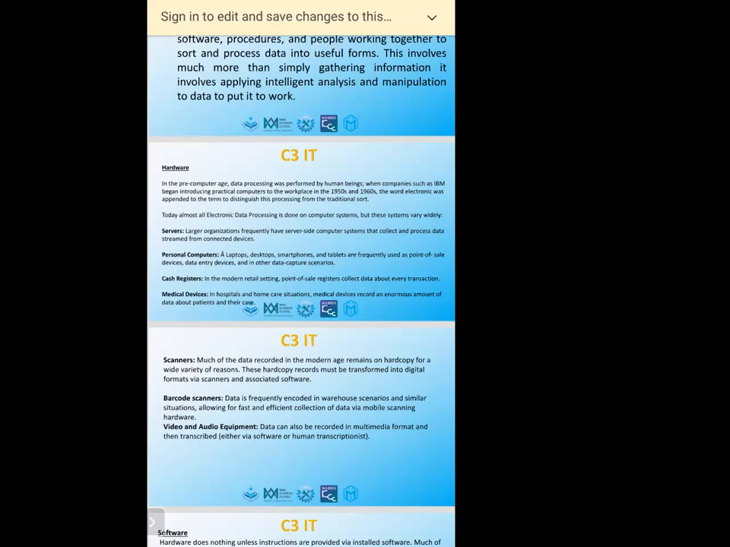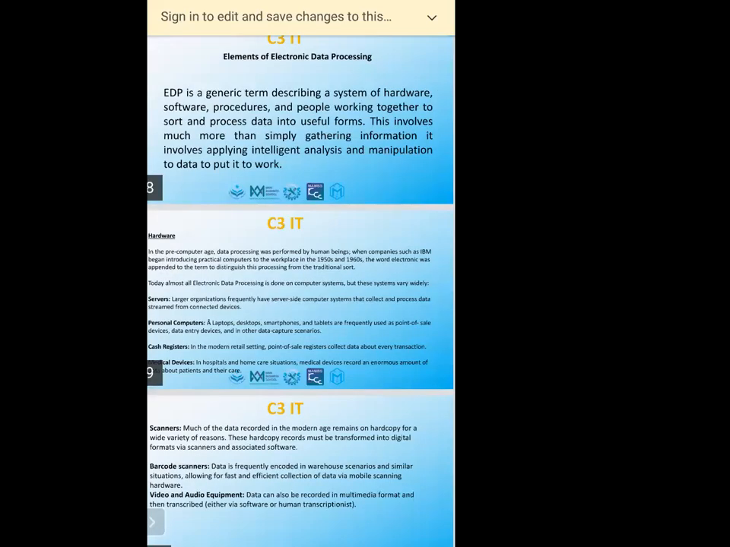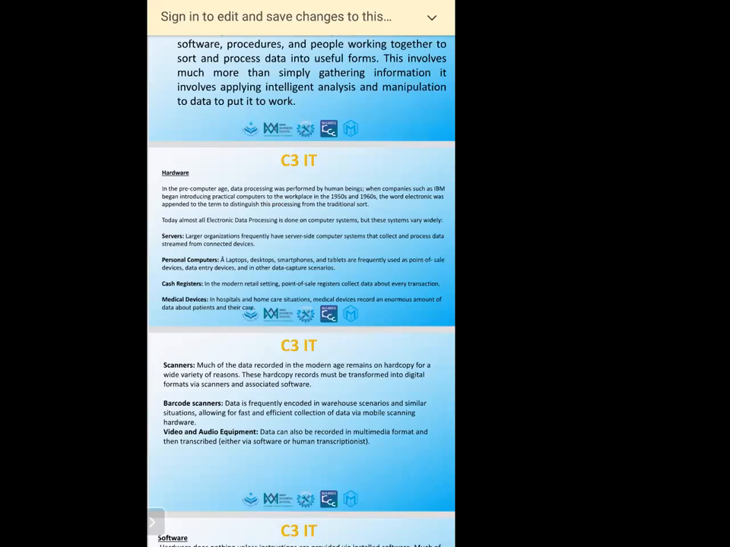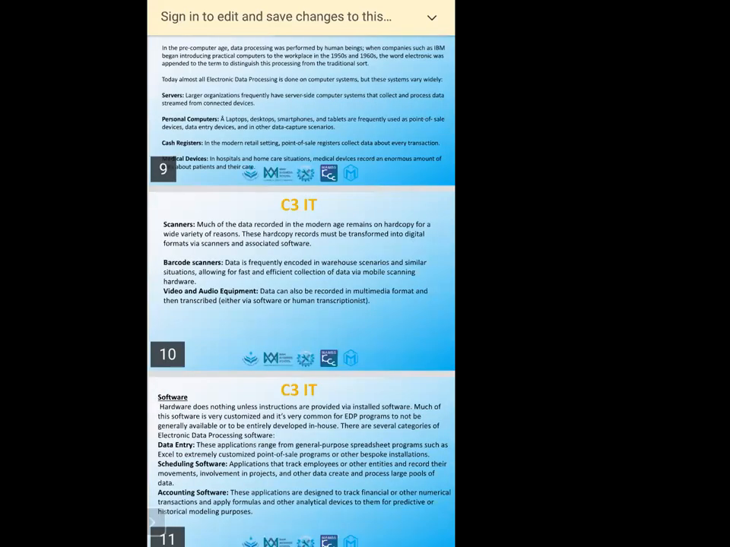Can anyone say some EDP hardware names? Servers, personal computers, NAS, cash registers, medical devices, barcode scanners, video and audio equipment. These are called which one? EDP hardware.